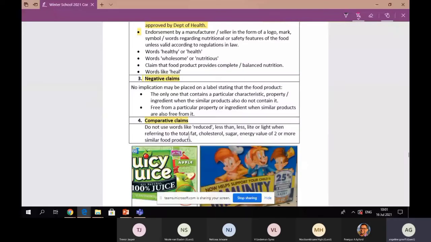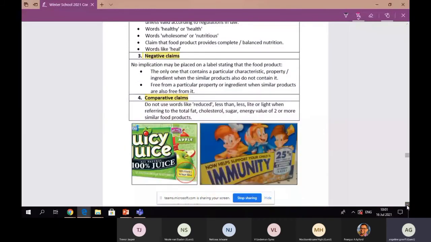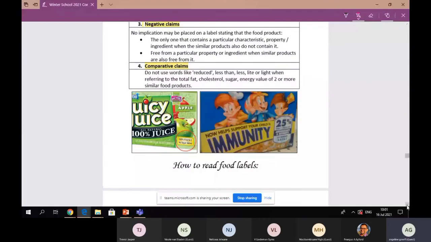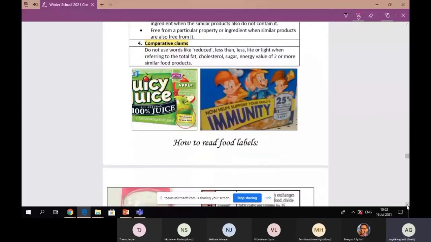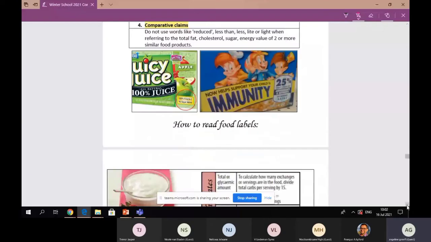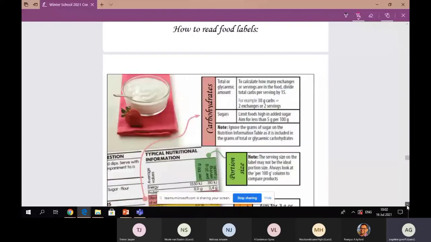And then comparative claims there: reduced, less than, less, light or lite when referring to the total fat, right? So we know that if they do make claims, it must adhere to those conditions that we've gone over. Okay. So here is how to read labels.